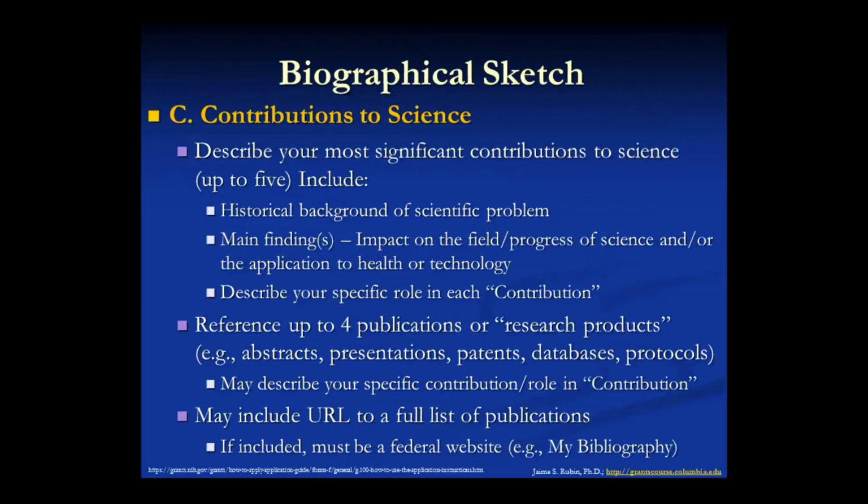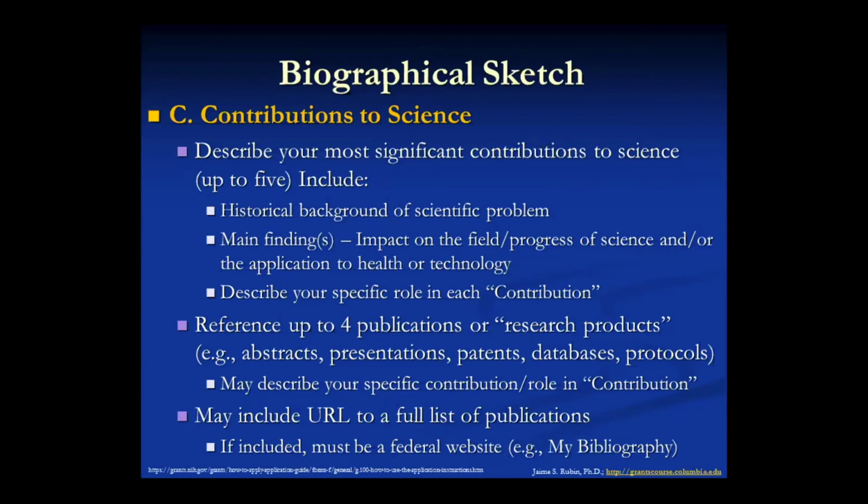And then contributions to science. Up to 5 contributions to science, and within each of these up to 5 contributions to science can be included up to 4 publications or research products. So it doesn't have to be a peer-reviewed publication. It could be an abstract presented at a meeting. It could be a patent. It could be some other presentation.